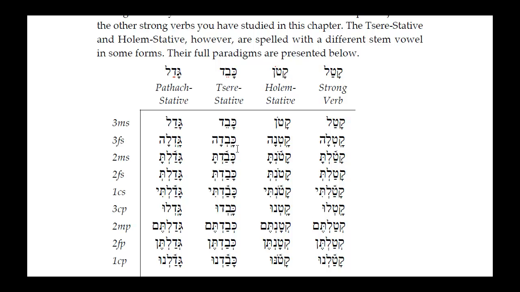Then from there it changes into either a sheva or a patach. And usually you see the sheva under the second consonant in your third feminine singular and in your third common plural. That's where you'll see the vocal shevas, in those two, the third feminine singular and the third common plural.